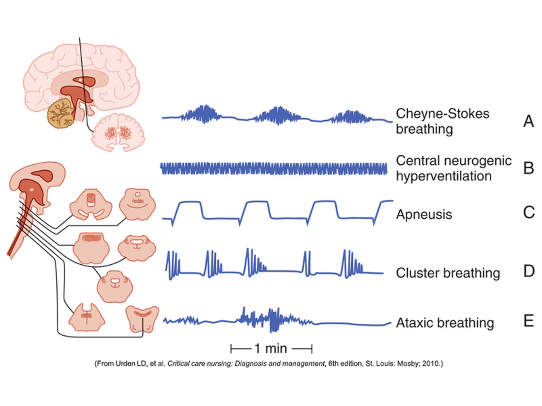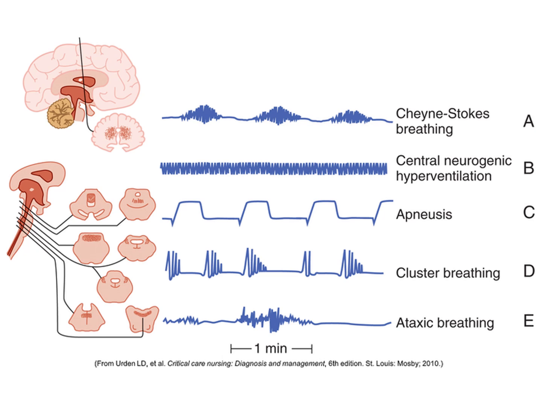Now, look at waveform D, cluster breathing. Here, breaths come in clusters, followed by periods of apnea. This irregularity usually reflects injury to the lower pons or upper medulla. It's unpredictable and often indicates a worsening neurological condition.